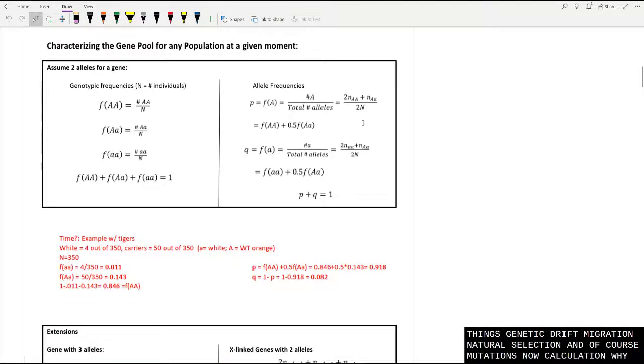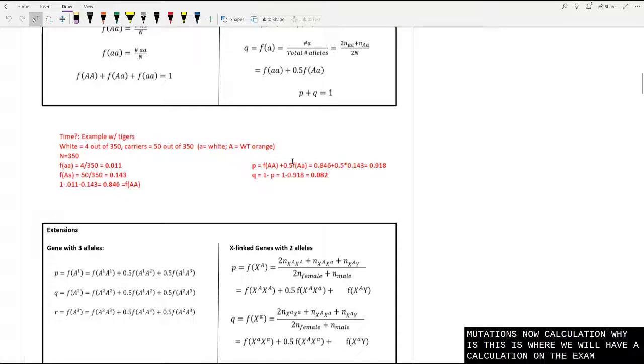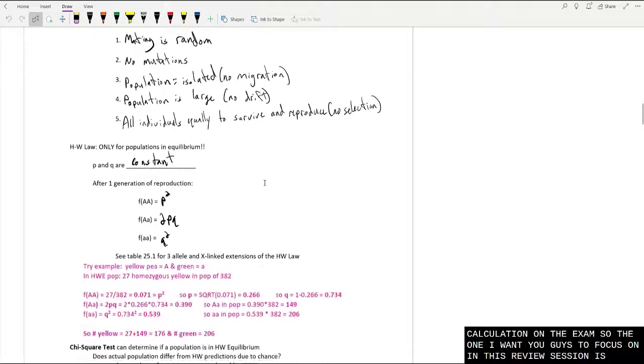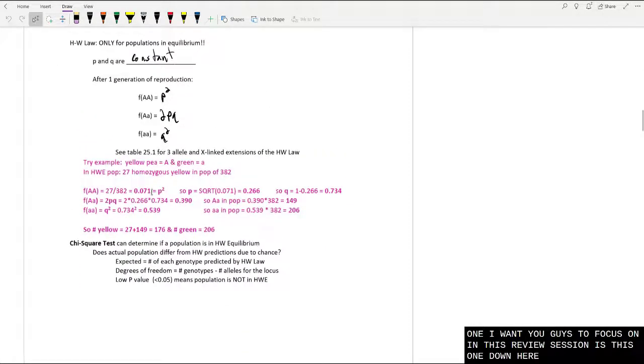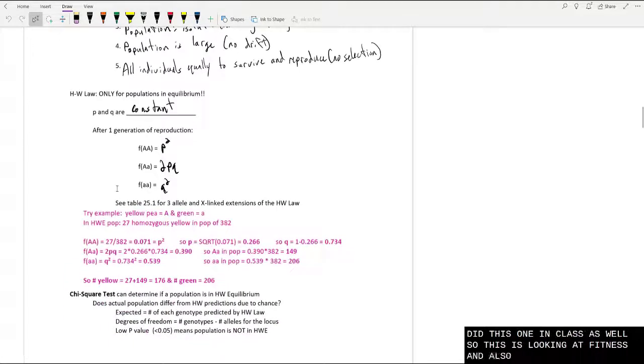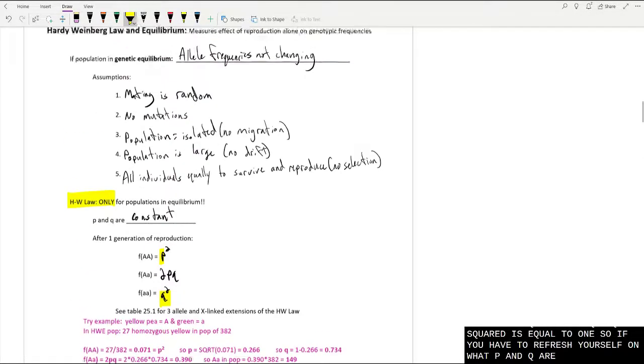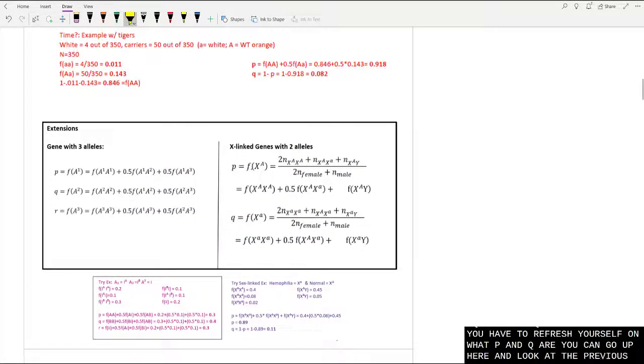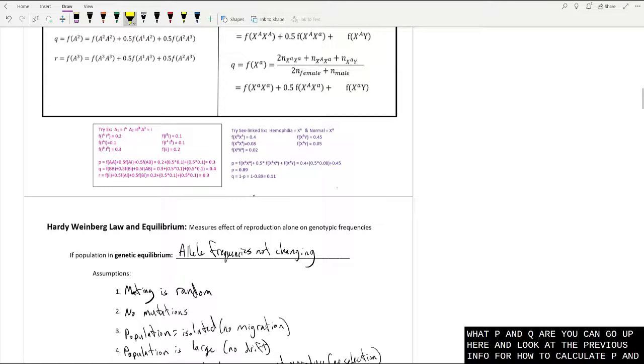Now, calculation-wise, this is where we will have a calculation on the exam. The one I want you guys to focus on in this review session is this one down here in purple. We did this one in class as well. This is looking at fitness and also using Hardy-Weinberg. So remember what Hardy-Weinberg is. It's p squared plus 2pq plus q squared is equal to 1. If you have to refresh yourself on what p and q are, you can go up here and look at the previous info for how to calculate p and q.